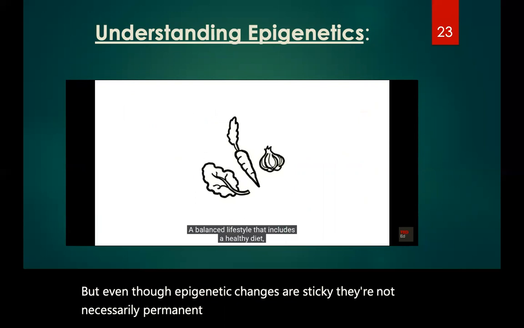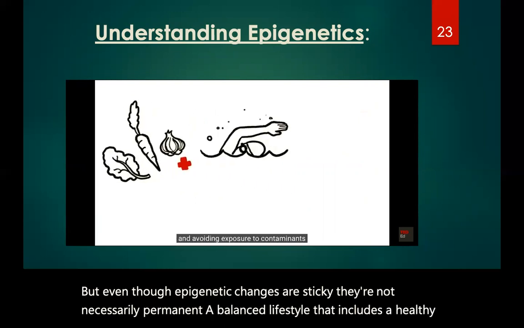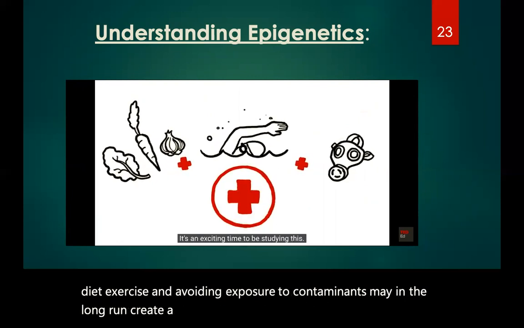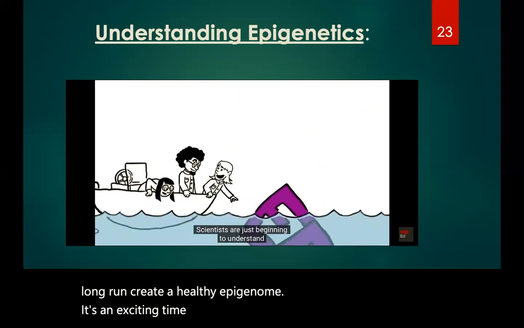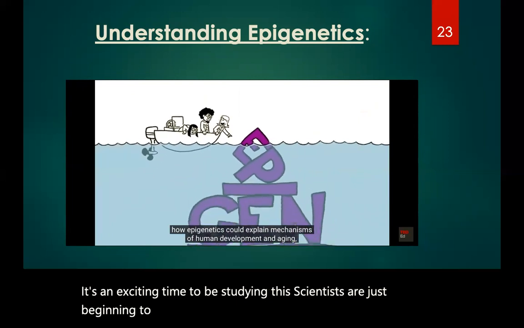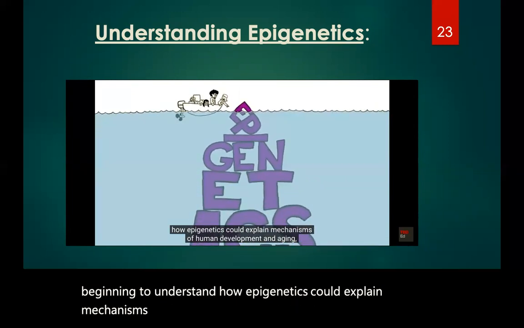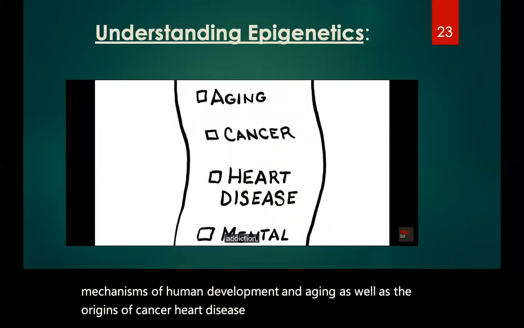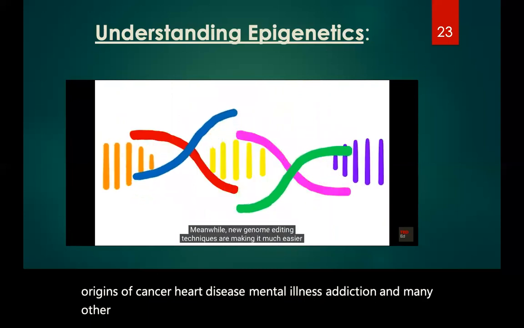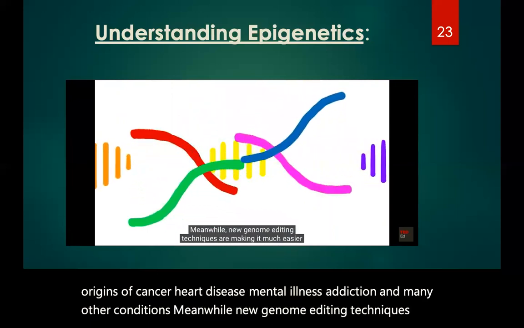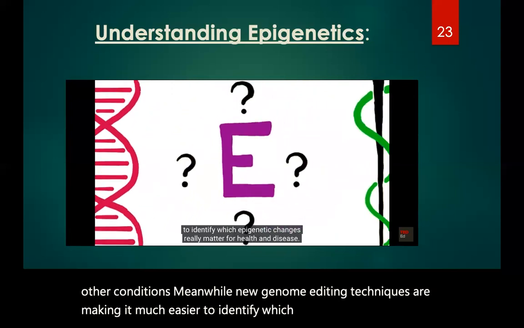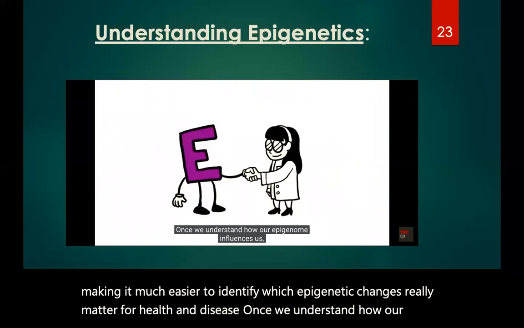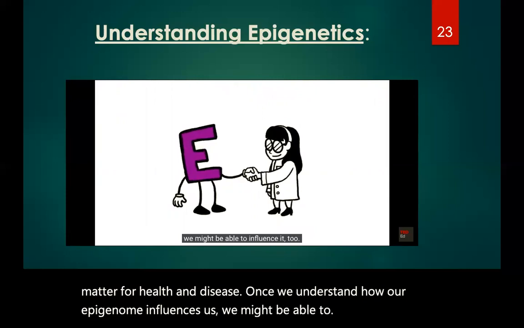A balanced lifestyle that includes a healthy diet, exercise, and avoiding exposure to contaminants may, in the long run, create a healthy epigenome. It's an exciting time to be studying this. Scientists are just beginning to understand how epigenetics could explain mechanisms of human development and aging, as well as the origins of cancer, heart disease, mental illness, addiction, and many other conditions. Meanwhile, new genome editing techniques are making it much easier to identify which epigenetic changes really matter for health and disease. Once we understand how our epigenome influences us, we might be able to influence it too.